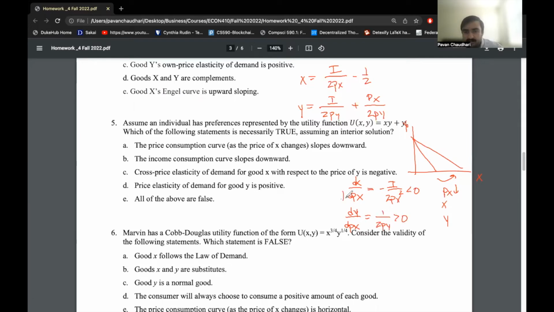Okay, so when px goes down, what does this say? When px goes down, this says x goes in the opposite direction, which is up, right? Because it's a negative derivative. And for this other one, px goes down, it's a positive derivative, so y also has to go down, right? X goes up, y goes down.